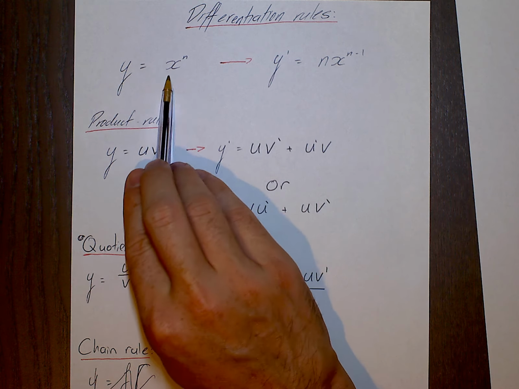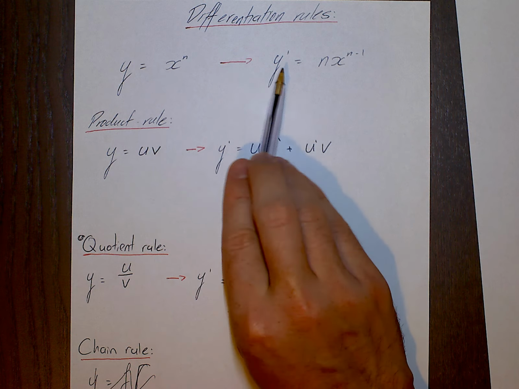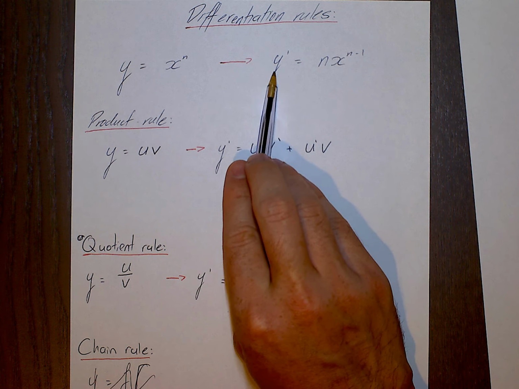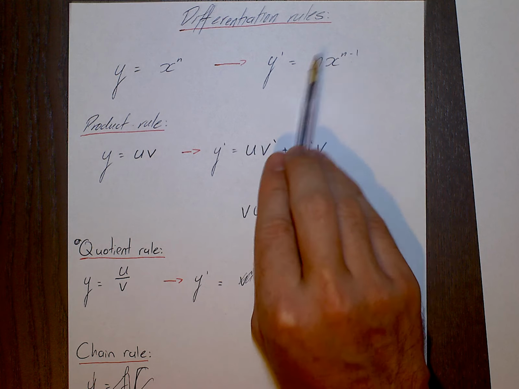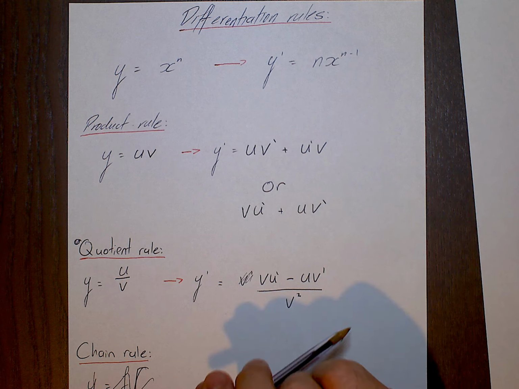So if we have y and we have x to the power of n, if we differentiate that, it's going to be y dash. Our n comes down to the front, and we minus 1 from our indice. That is basically what we're doing in our previous examples.